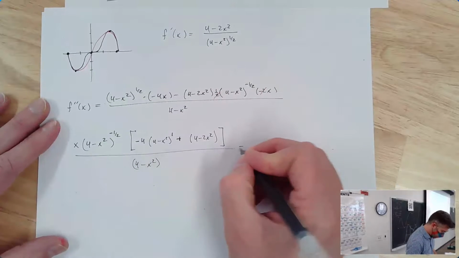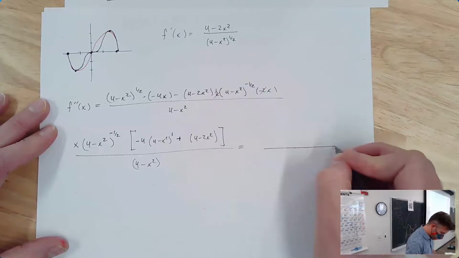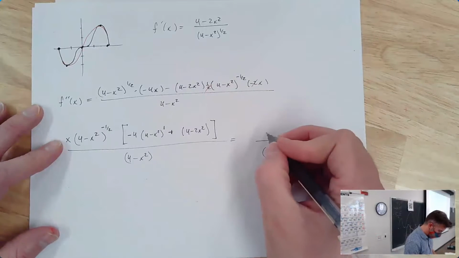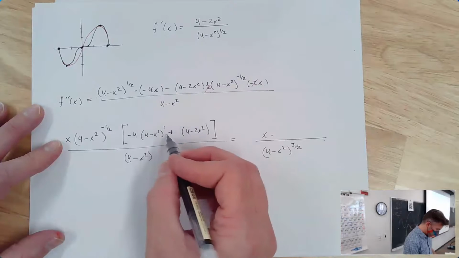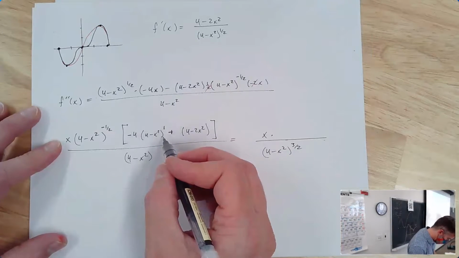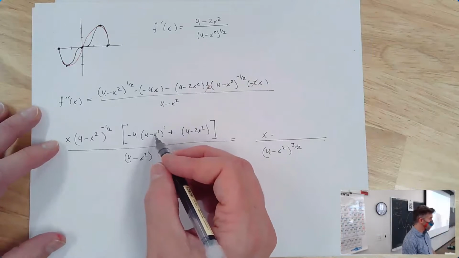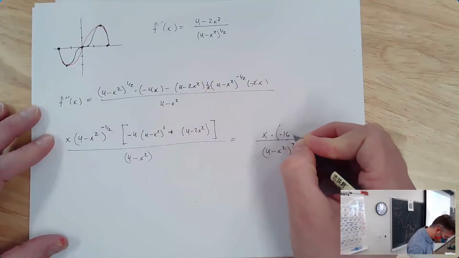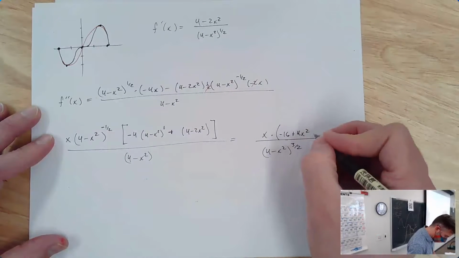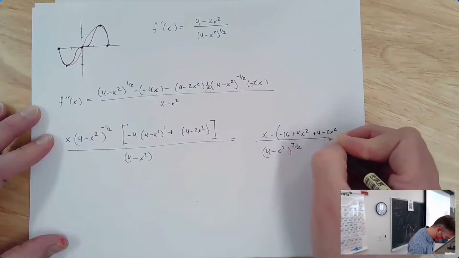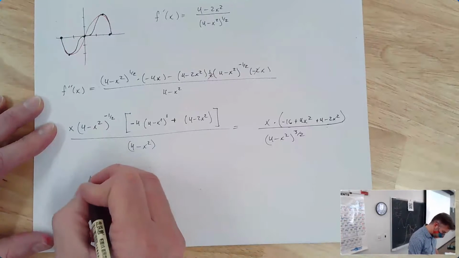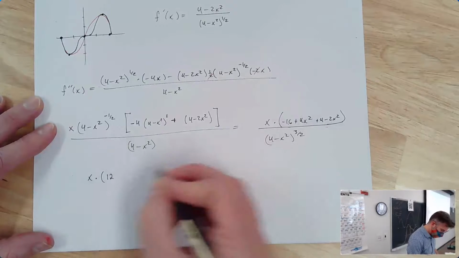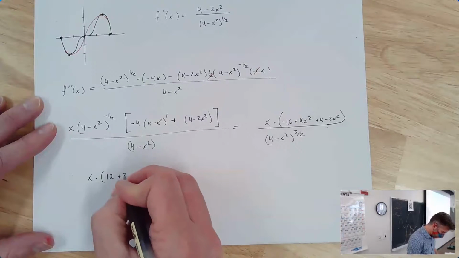All right, simplifying. This comes down to the bottom. So you've got a 4 minus x squared to the 3/2 power. And then on top, you're left with x times, let's see what we've got here. Oh, I remember. I've got worries because, well, you'll see why. So I've got a -16 plus 4x squared and then plus 4 minus 2x squared. So I've got x times -16 plus 4 is 12. And then 4x squared minus 2x squared is plus 2x squared.